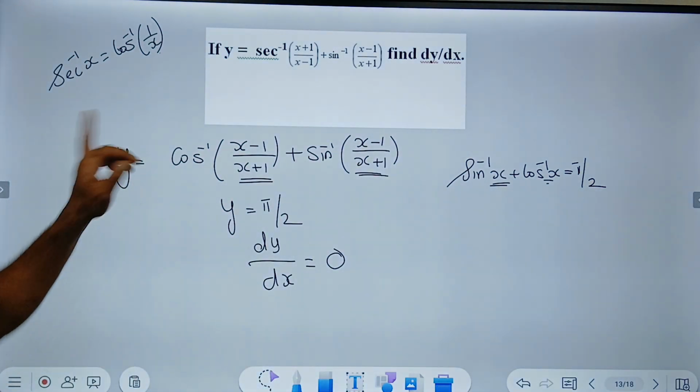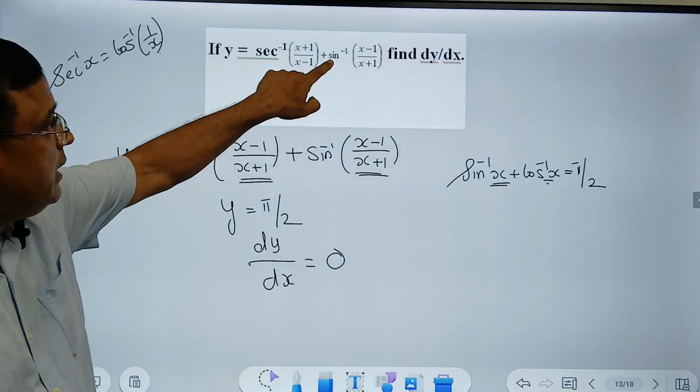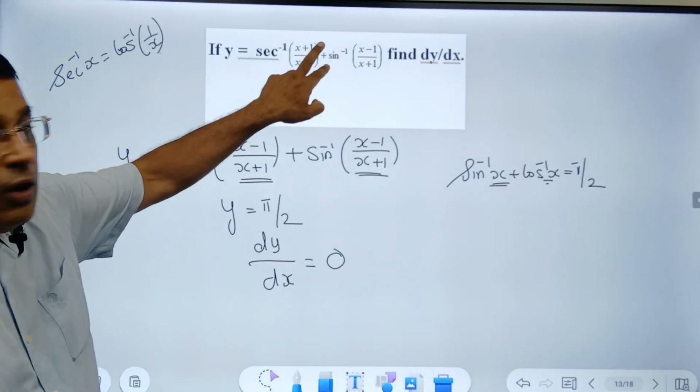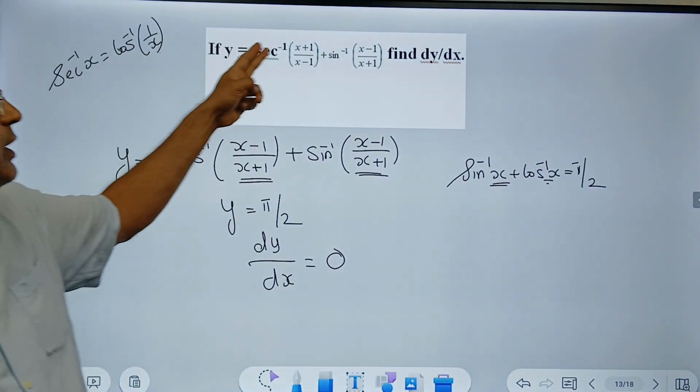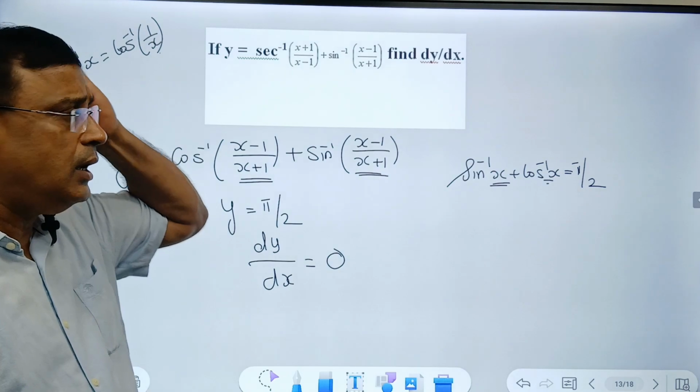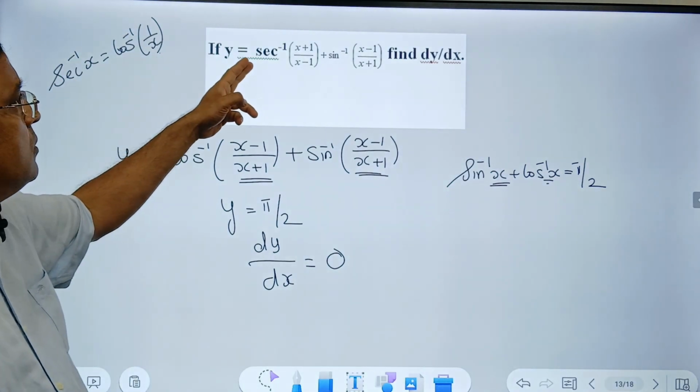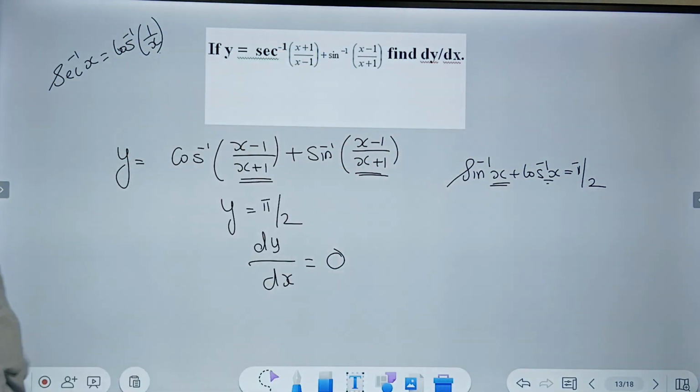One more question. They can ask you with tan. They can ask you with tan and cot. They can ask you with cosecant and what else? And secant. So be careful with that. Okay.